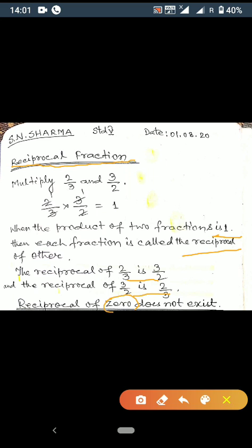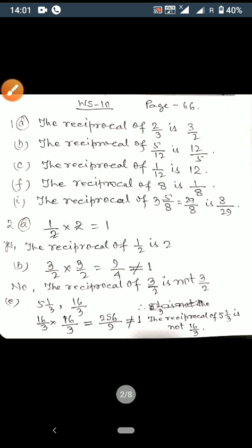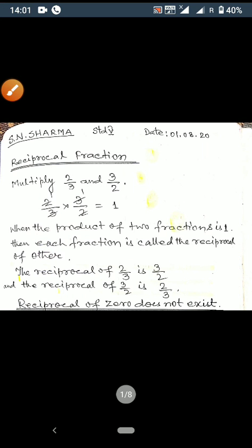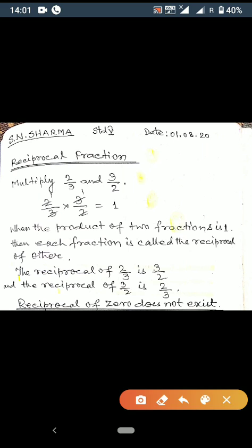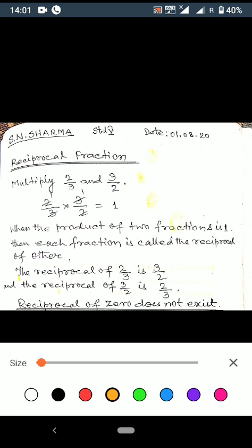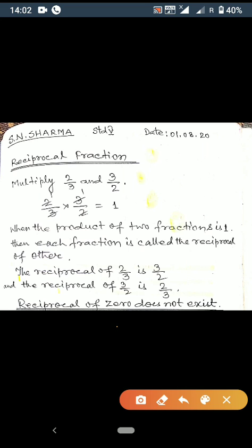Reciprocal of 0 does not exist. Why does it not exist? Any fraction multiplied by 0 is 0, not 1. So always remember, 0 has no reciprocal.